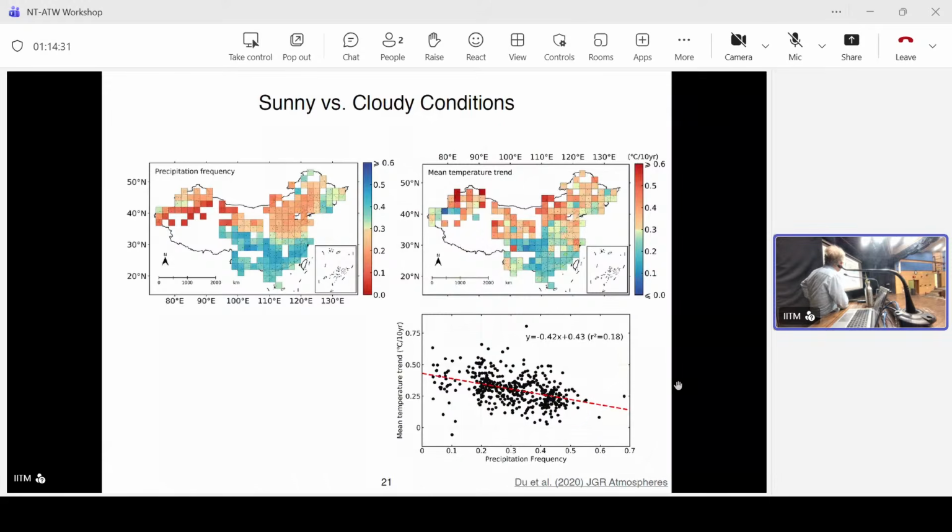I can't quite remember why we use precipitation frequency rather than rainfall rate, but we use precipitation frequency. Maybe because that's the number of rainy days, and so it's like a sign of cloudiness. So you have less rainfall, you have fewer rainy days here, you have more rainy days there. And so when we look at this and we see the trend, the more rainy days you have, the more cloudy conditions you have, the more likely you see less of a temperature trend in the data records.